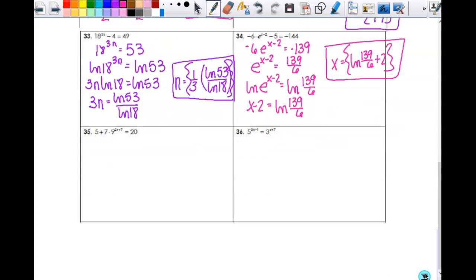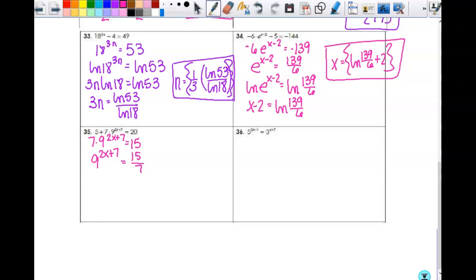All right, number 5. So I'm going to start by subtracting 5 from both sides, so I'll get 7 times 9 to the 2x plus 7 power equals 15. Then I'm going to divide both sides by 7, so 9 to the 2x plus 7 power equals 15 over 7.